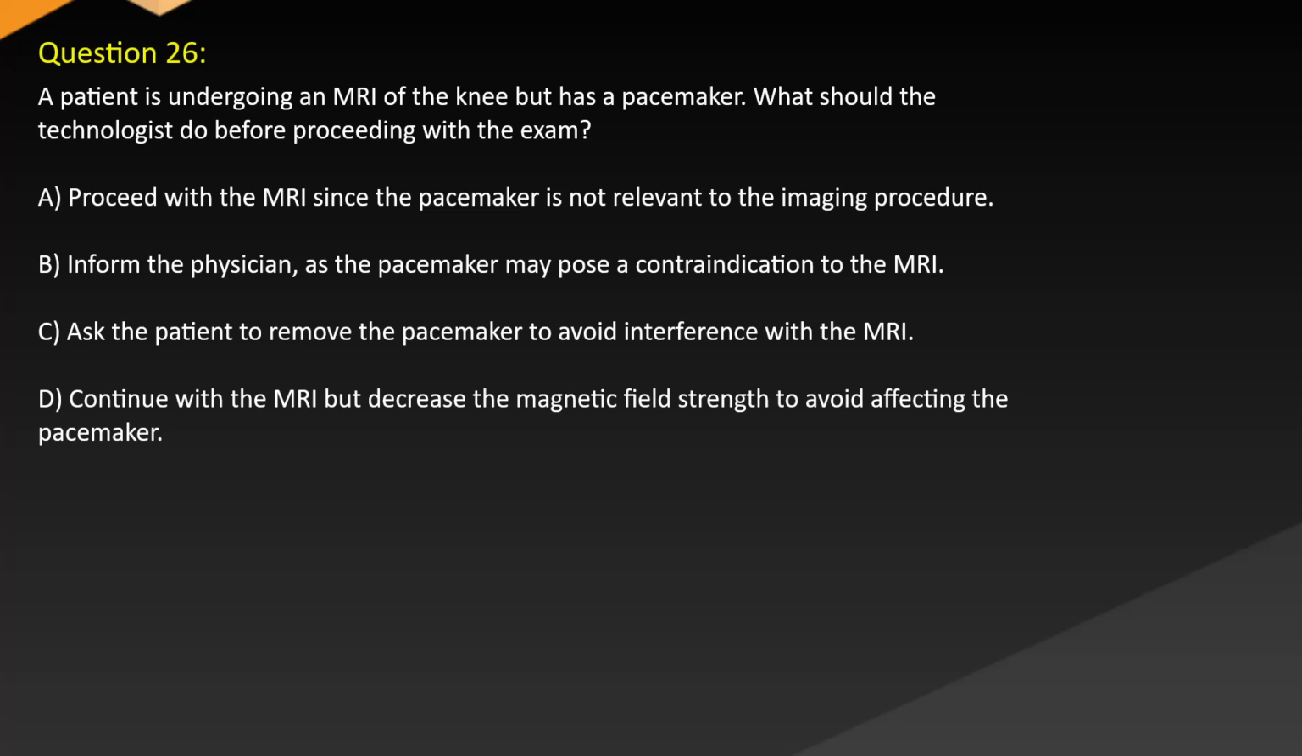A patient is undergoing an MRI of the knee but has a pacemaker. What should the technologist do before proceeding with the exam? A. Proceed with the MRI since the pacemaker is not relevant to the imaging procedure. B. Inform the physician as the pacemaker may pose a contraindication to the MRI. C. Ask the patient to remove the pacemaker to avoid interference with the MRI. D. Continue with the MRI but decrease the magnetic field strength to avoid affecting the pacemaker.